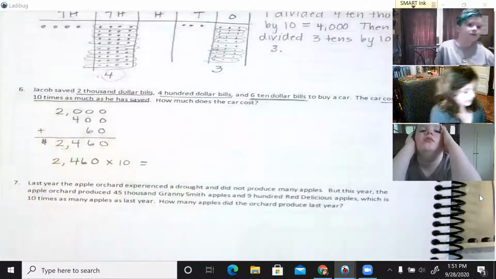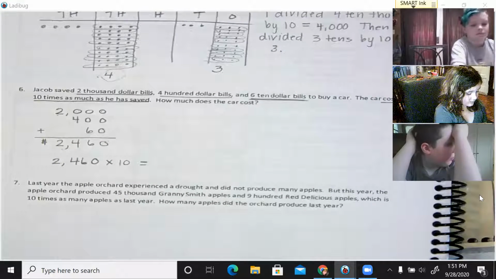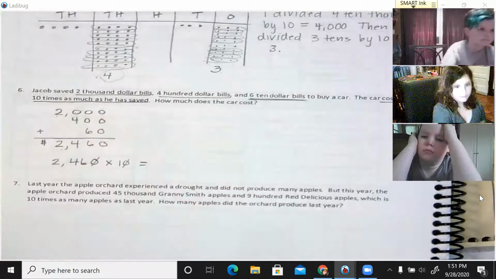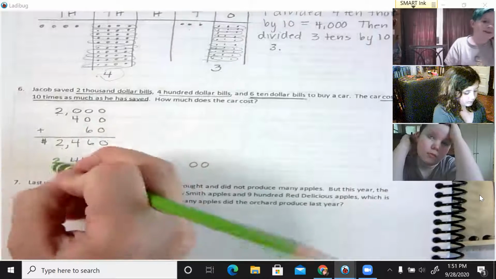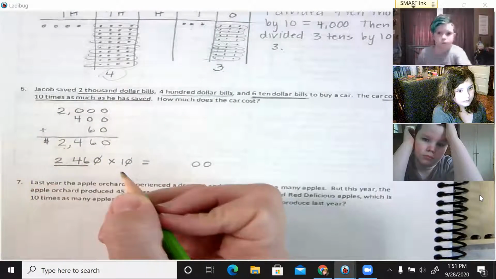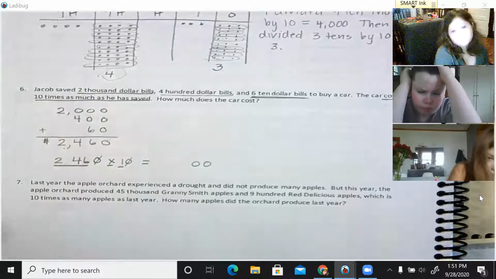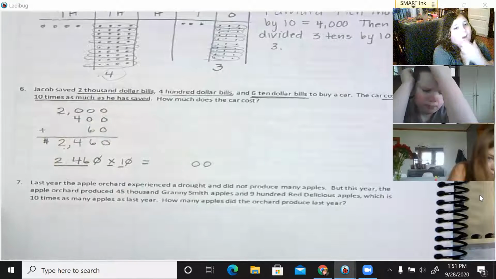So now this may look like a really big problem, but I'm going to show you how we can make it so much easier. I'm going to take off 1, 2 zeros. I'm going to put those in my answer. Now I'm going to actually ignore this comma. So I had 246, Soren, times 1 equals what? What's 246 times 1?